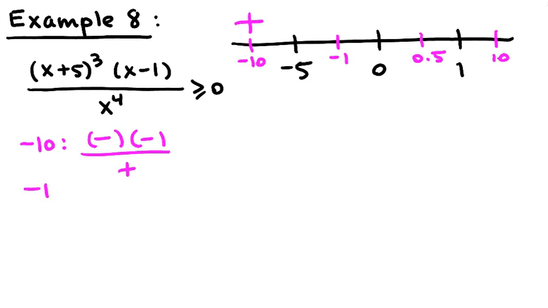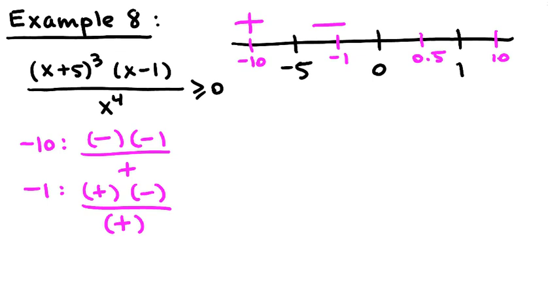Let's plug in x equals negative 1. Okay, that's going to be 4 to the third, which is going to be positive. Negative 1 minus 1 is negative 2. That's a negative number. Divide by negative 1 to the fourth, which is positive. Okay, so if I switch signs, it's negative through here.